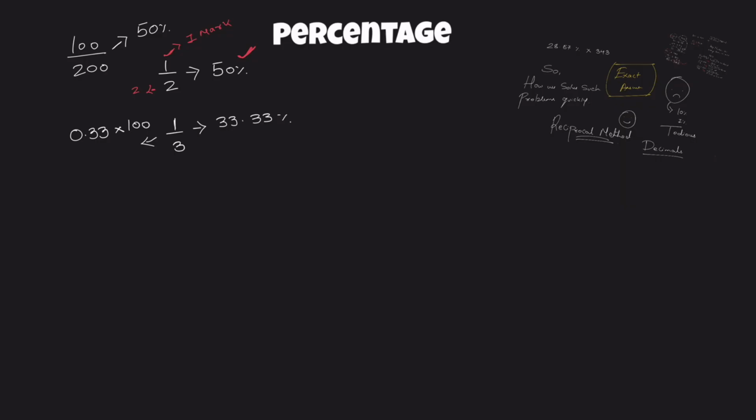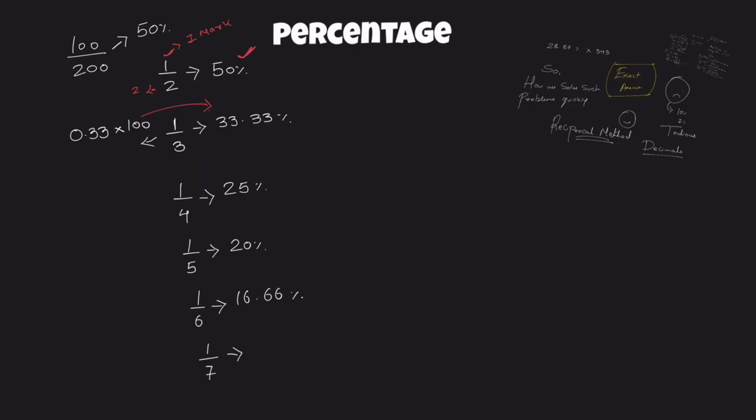1 by 3 is 0.33. Since it's percentage, I'll multiply by 100. So it comes out to be 33.33. It's a normal division. 1 out of 4 is 25. Similarly, 1 by 5 is 20. 1 by 6 is 16.66.